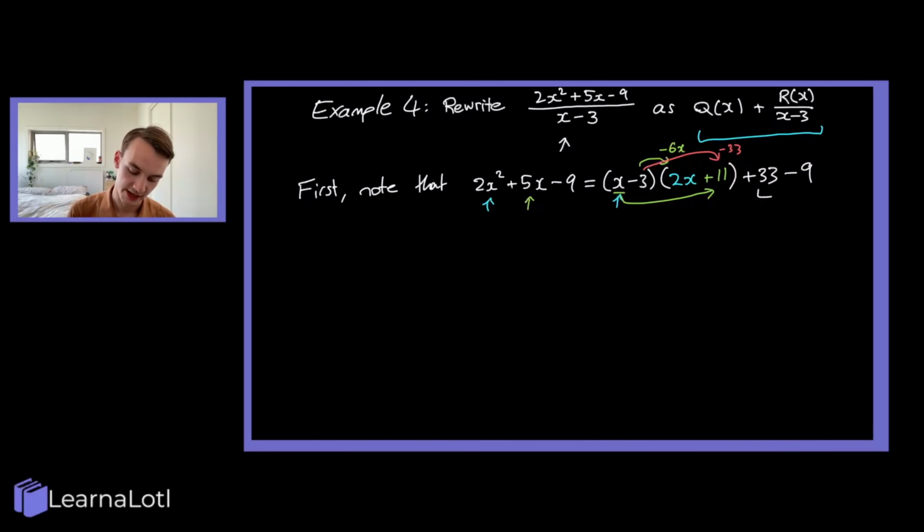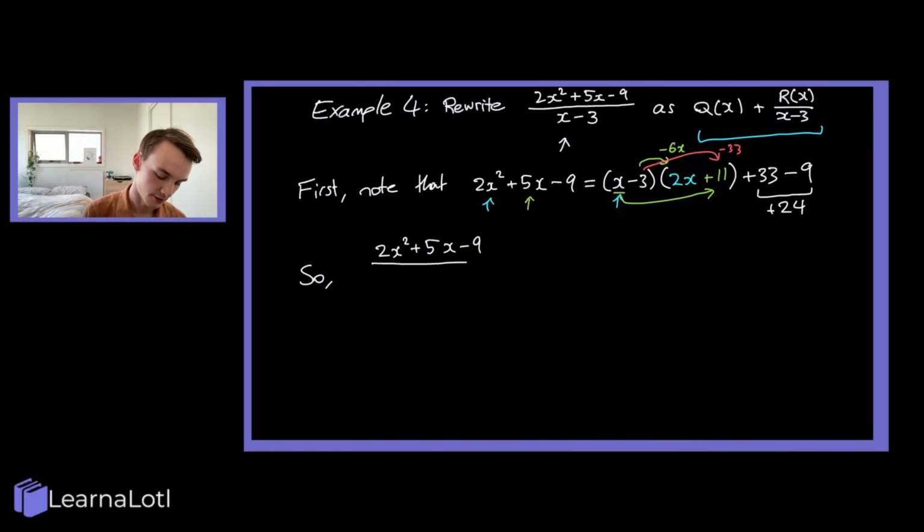Cool. And then I might note here that 33 minus 9, that's the same thing as 33 minus 10 plus 1. That'll be plus 24. So 2x squared plus 5x minus 9 can be written as x minus 3 times 2x plus 11 plus 24. So I know that 2x squared plus 5x minus 9 over x minus 3 is the same thing as x minus 3 times 2x plus 11 plus 24 over x minus 3.